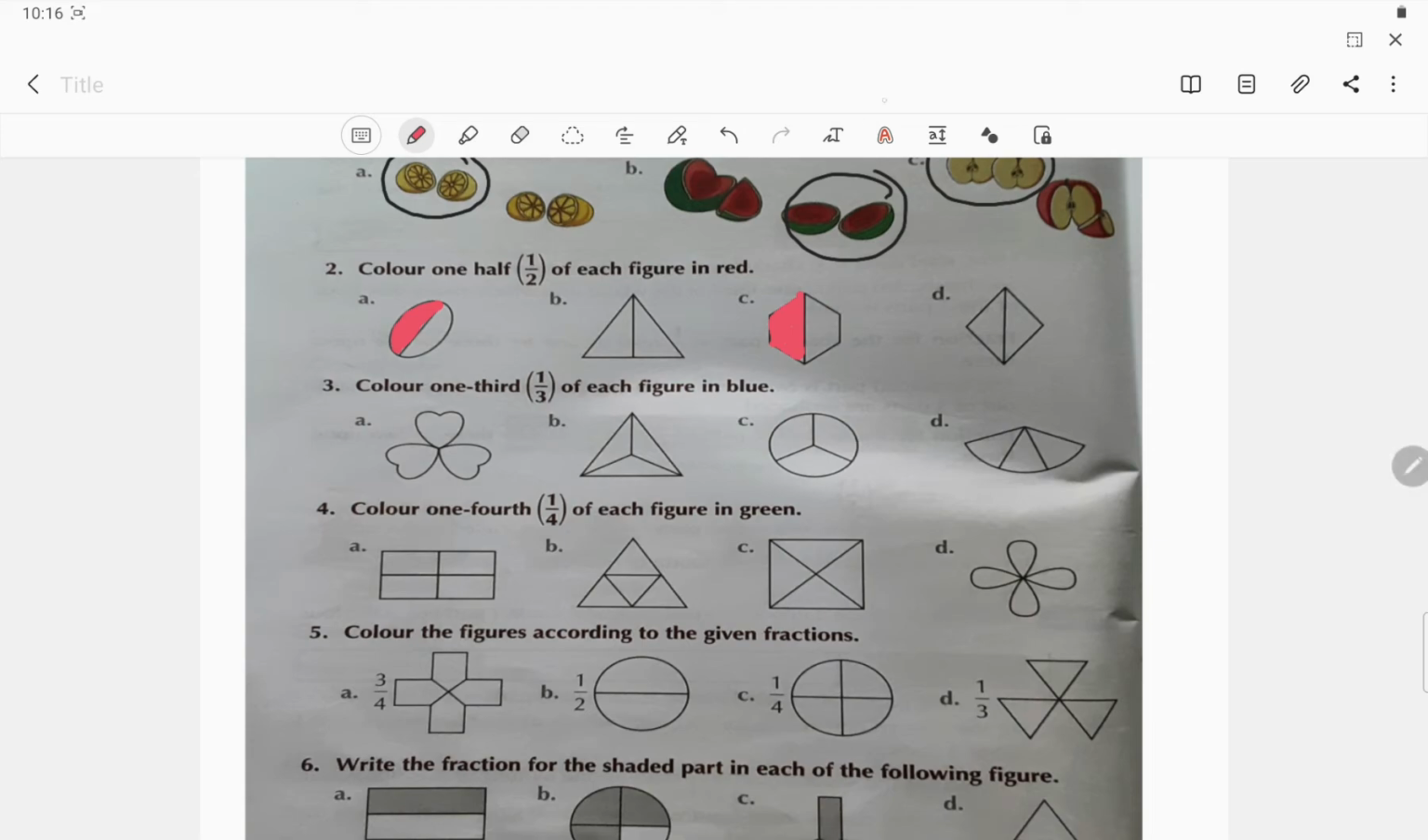Now question number 3, color 1/3. In this question, all the pictures are different types of pictures, and if you see, they are divided into three equal parts, but only color one out of three equal parts. So color it blue, using blue color. Okay, similarly only one part you have to color.